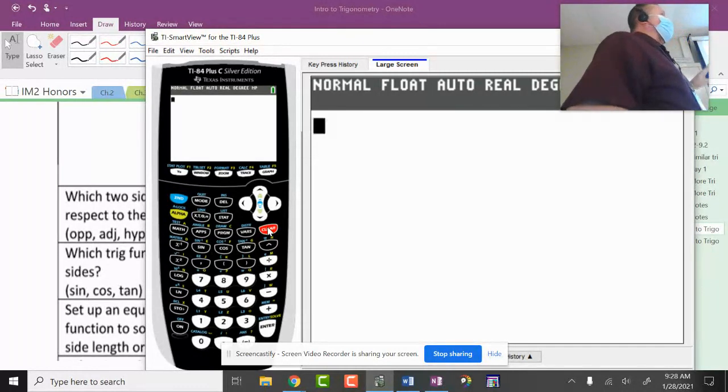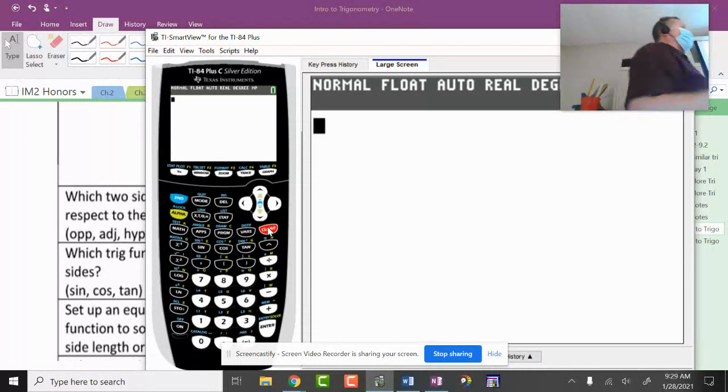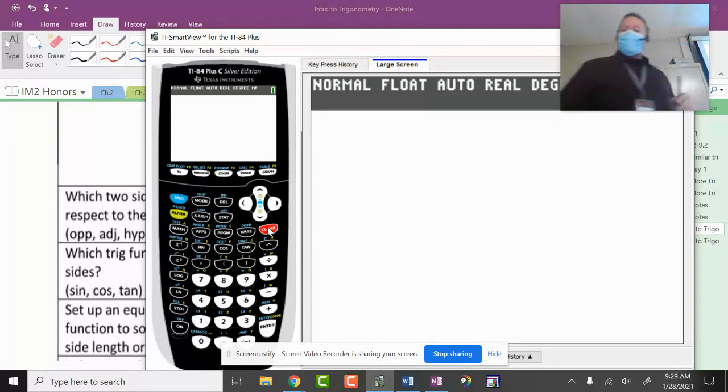But then there's also something called radians. An angle measure, you don't have to know this. We may get to this later in the year. 30 radians is actually a whole bunch of rotations, not the same as 30 degrees. And you need to know that there's two different ways to express an angle measure. And all of us, since we have an 84 or an 83, we all have to hit the mode button.